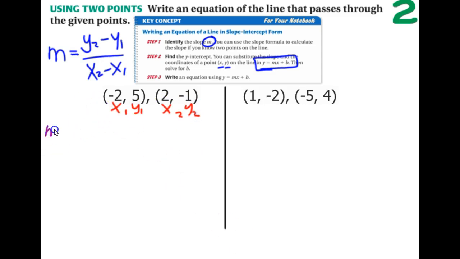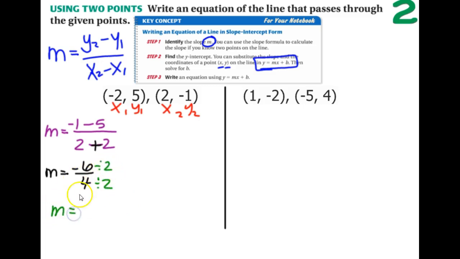So if I plug that in, y2 minus y1, we have -1 minus 5. And then x2 minus x1, we have 2 minus a -2. Those two negatives make a positive. So -1 minus 5, they're all negative, so that's a -6. 2 plus 2 is 4. So we can simplify this by dividing by 2. So our slope is really negative 3 over 2.